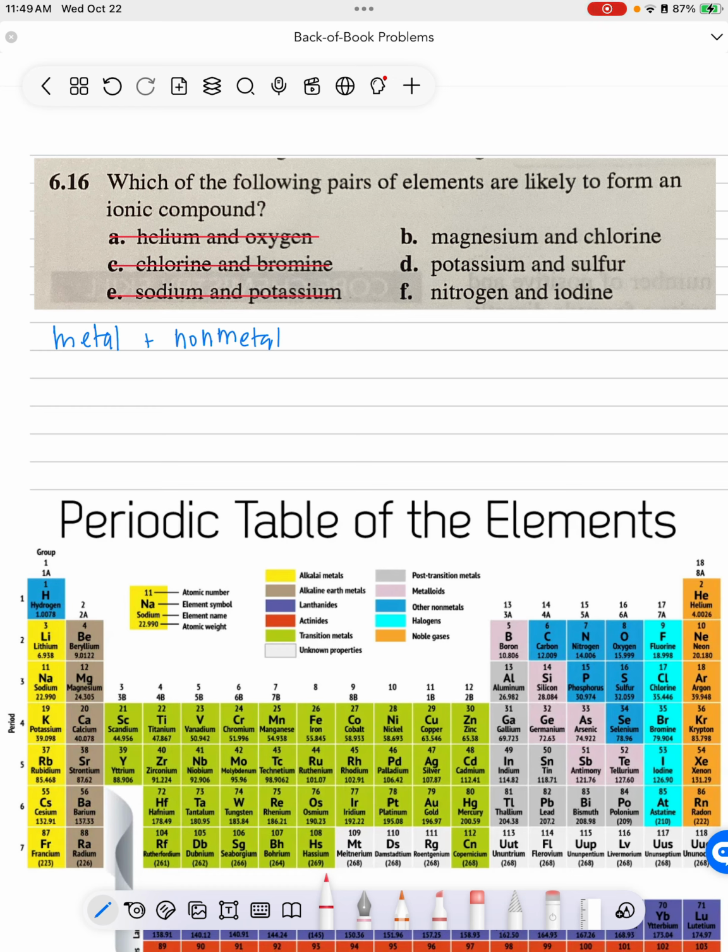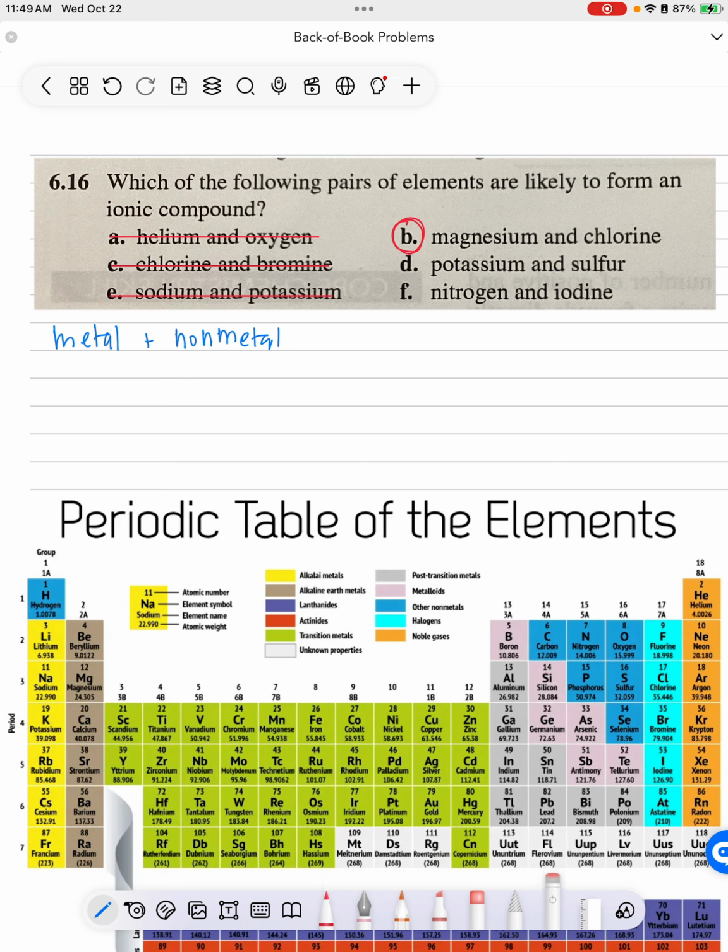Now we have magnesium and chlorine. There's magnesium, metal. Here's chlorine, nonmetal. So this one I would maybe put a question mark to. I'm pretty sure it's going to be ionic, but let's look at the other ones. Okay, actually let's just go ahead and circle it because the other ones have them. So we know this is for sure ionic because it's a metal and a nonmetal.